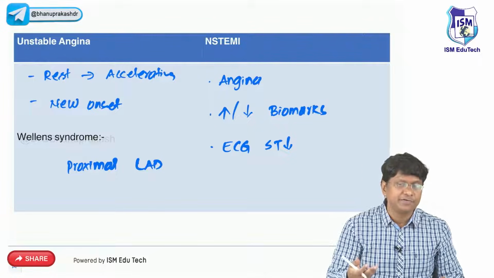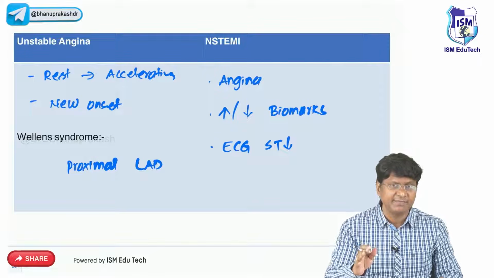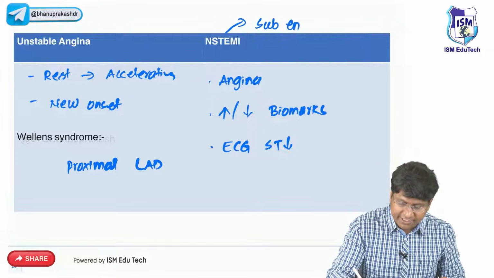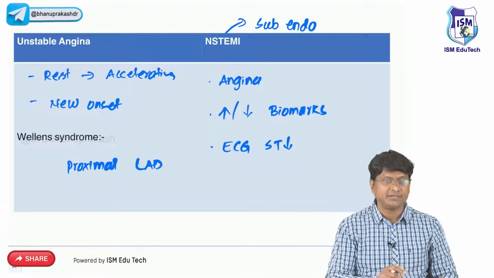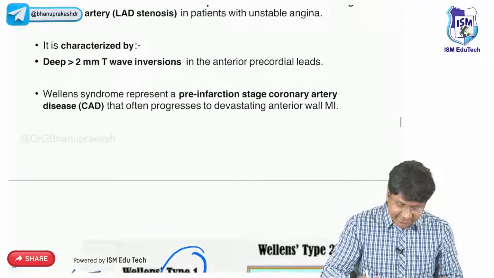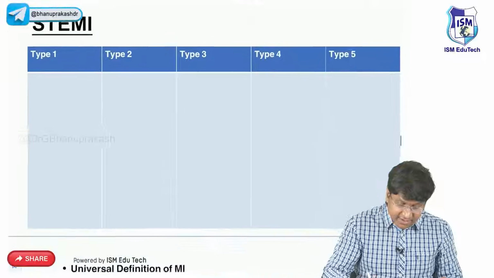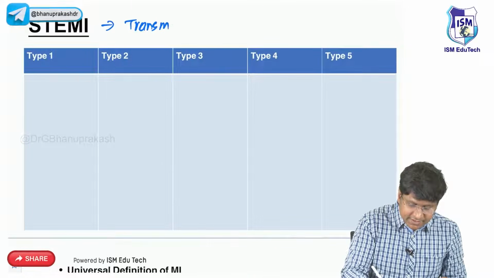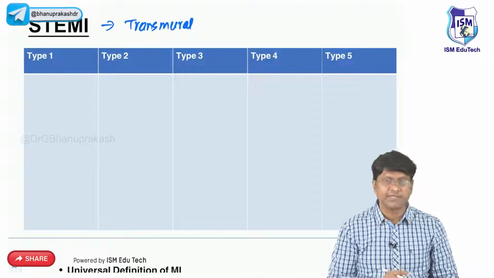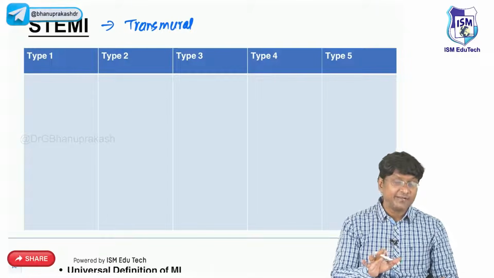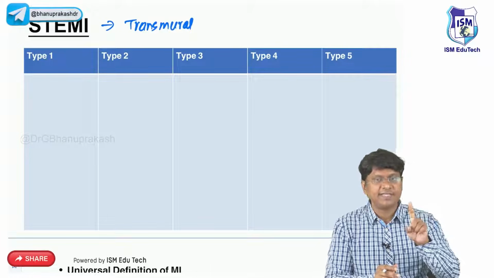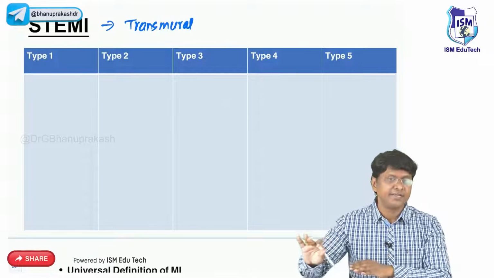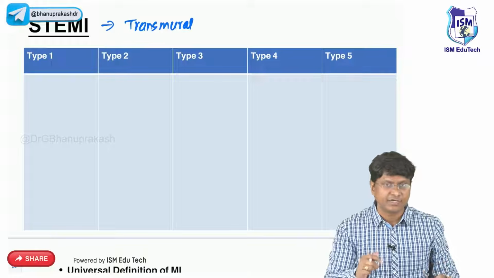And what is the point of difference between NSTEMI and STEMI? In NSTEMI, we consider it as subendocardial infarction, right? Whereas in STEMI, it is transmural myocardial infarction. Okay, and the treatment is different. For unstable angina as well as NSTEMI, the treatment is the same. But for STEMI, the treatment is different compared to that of NSTEMI. What is that? We will discuss.